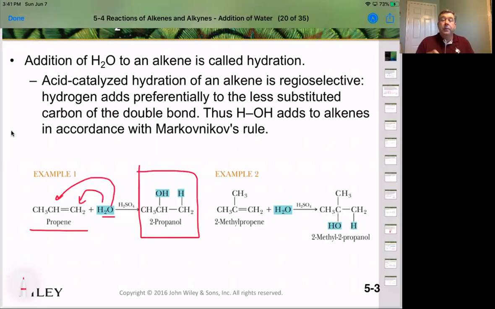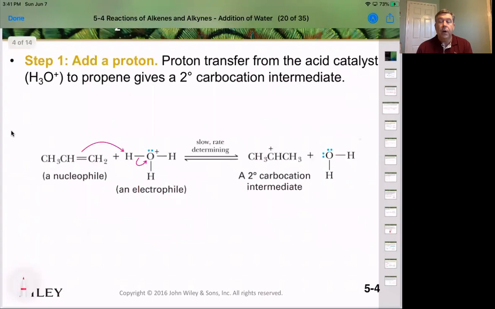Okay, as we go to other substituted materials like this one right here, notice we have a tri-substituted carbon, meaning it's going to make a tertiary carbocation as part of its intermediate. That means we are going to, again, follow Markovnikov's rule, adding our hydrogen to this side and the OH to the more highly substituted carbon, or the one that would form the tertiary carbocation. Okay, so let's look at this mechanism step by step.